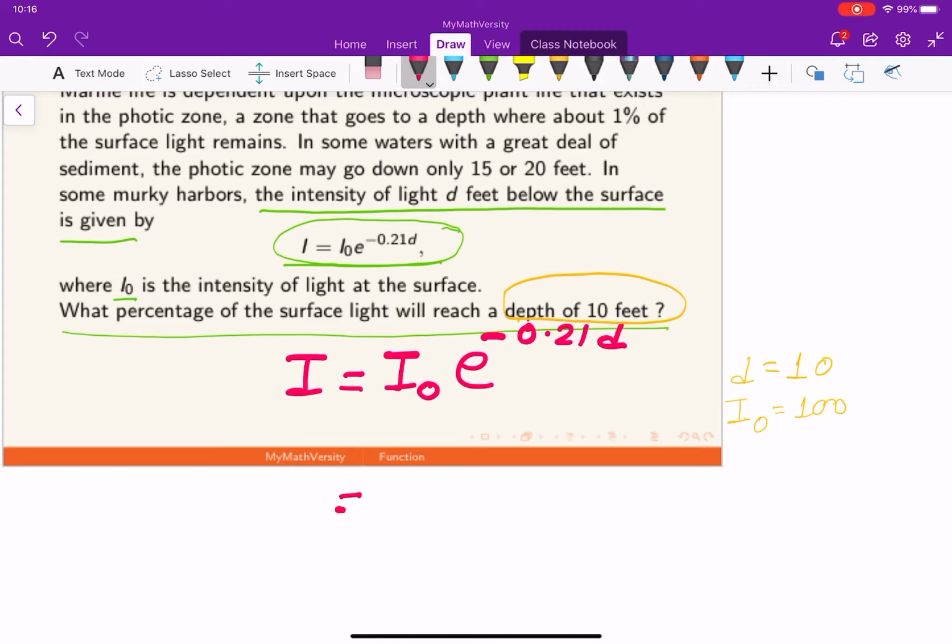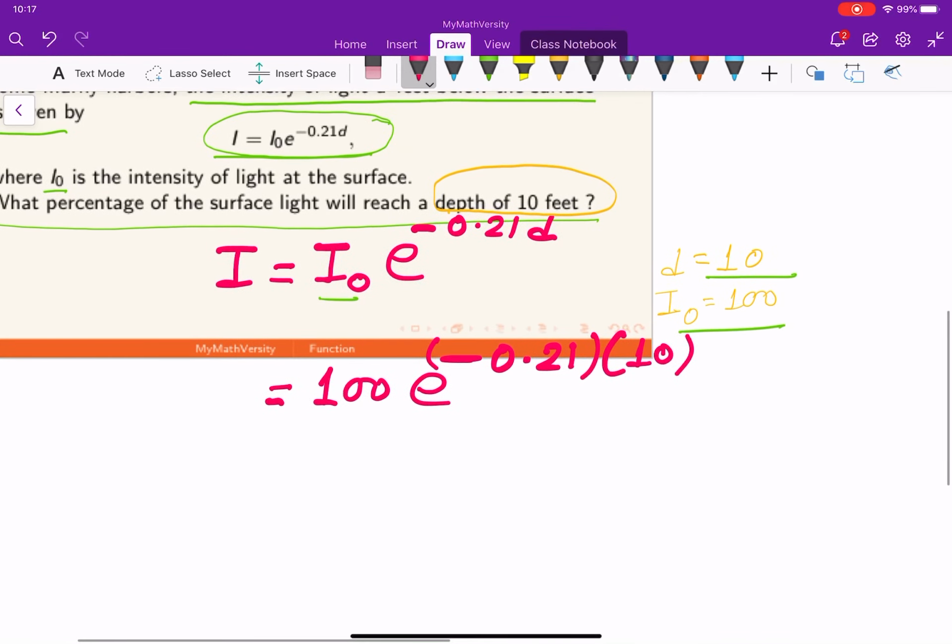We have a couple of parameters here. We need to know I sub 0, and we assume that the intensity of the light at the surface is 100. So fill that in. Then e is the exponential function, and we evaluate it at negative 0.21 times d, where d is the depth, which in this case is given as 10. We just need to simplify this. Use your calculator properly to see what 100 times e to the power negative 0.21 times 10 is.